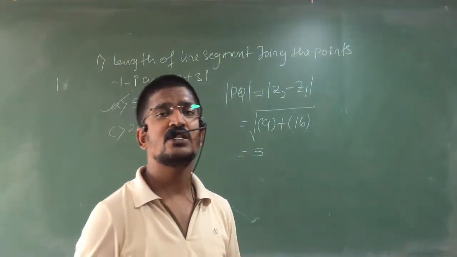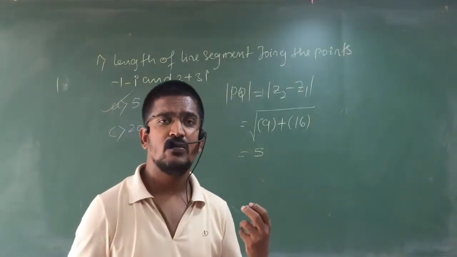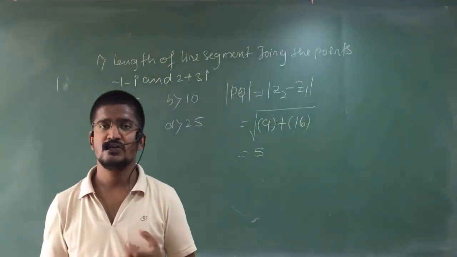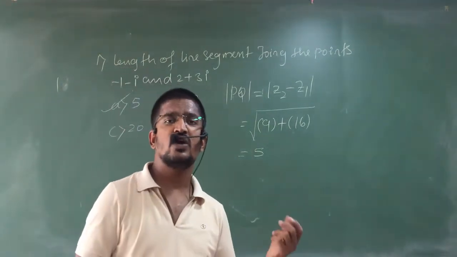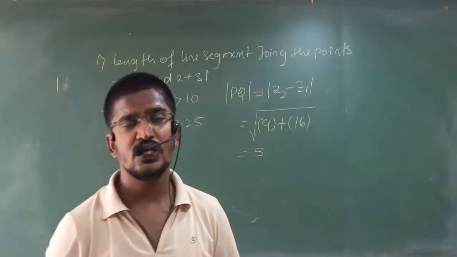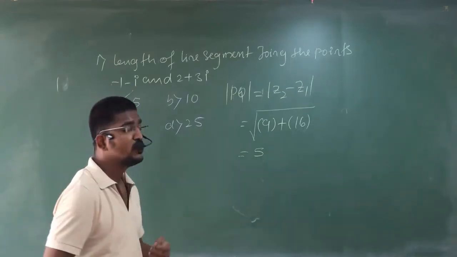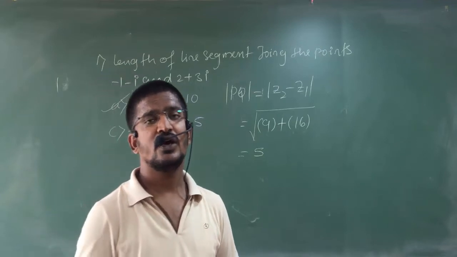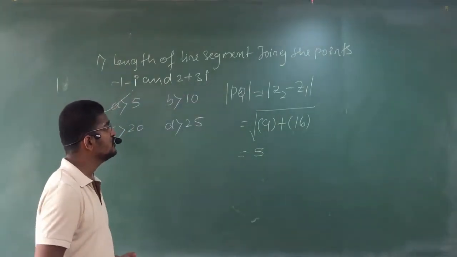It is similar to your real plane. Clear? In real plane also what are you doing? You are using the square root of x2 minus x1 whole square plus y2 minus y1 whole square. Here also the same thing. You have to solve it by again x2 minus x1 whole square plus y2 minus y1 whole square. Clear, students? So from this we get that the answer is 5.